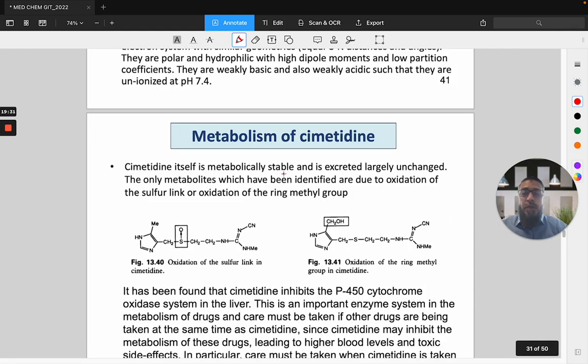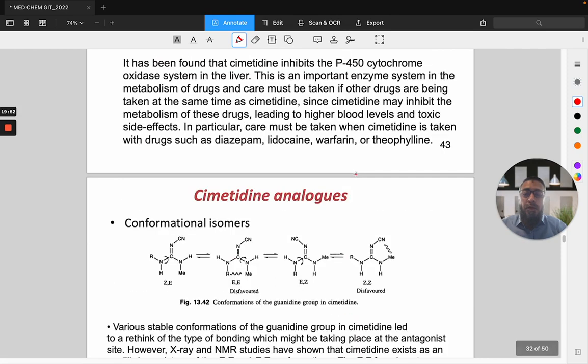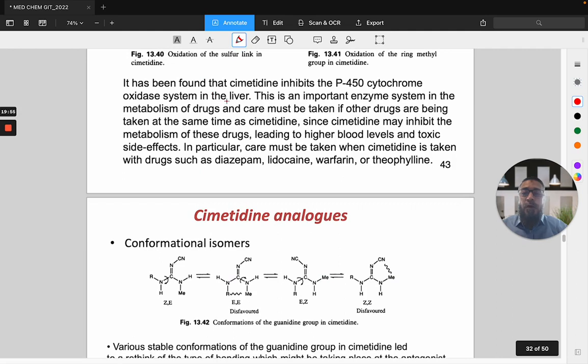Metabolism of cimetidine. Cimetidine is itself metabolically stable and is excreted largely unchanged. The metabolites reported in the case of cimetidine are the sulfoxide, from oxidation of the sulfur, and oxidation of the methyl group on the imidazole ring. It has also been found that cimetidine inhibits the cytochrome P450 oxidase system in the liver.